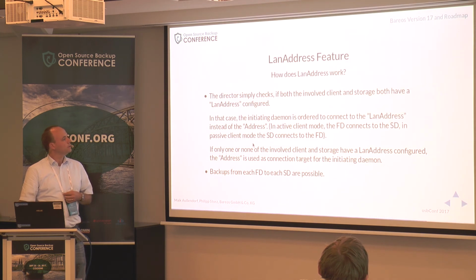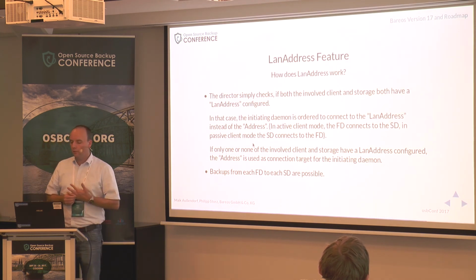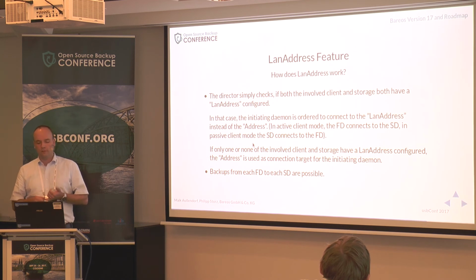And the logic that then works is when you start a backup, then the director looks up, do both parts that are involved in this backup have a LAN address or not? And if they both have it, then I tell them to use the LAN address. And if only one of them or none of them has a LAN address, then use the official ones.